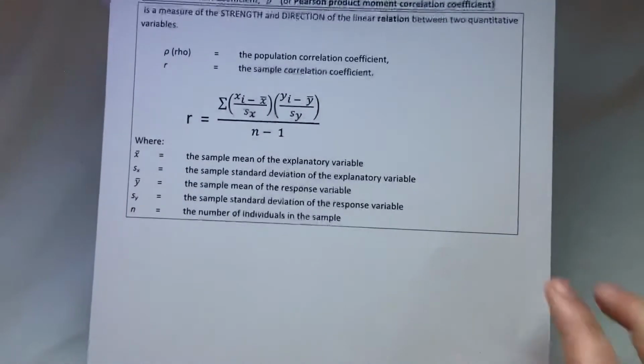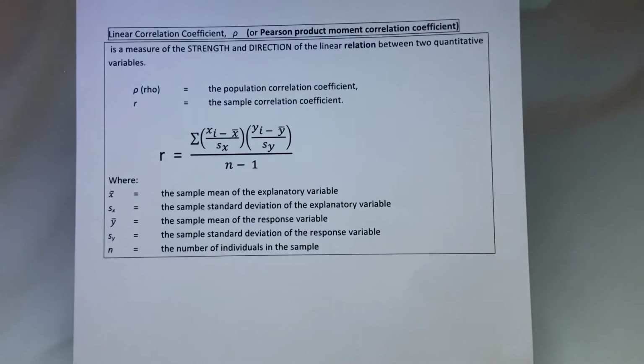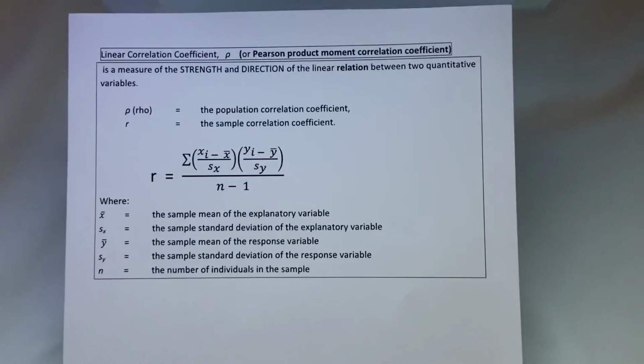Okay, but we would like to have a mathematical way of determining exactly how related two different things are. And we've got what we call R, or the correlation coefficient, the population correlation coefficient as well. So the linear correlation coefficient is a measure of the strength and direction of the linear relationship between two quantitative variables. So strength and direction means how much of a linear relationship is there percentage-wise, and direction means positive or negative.